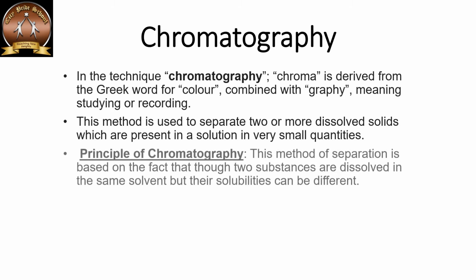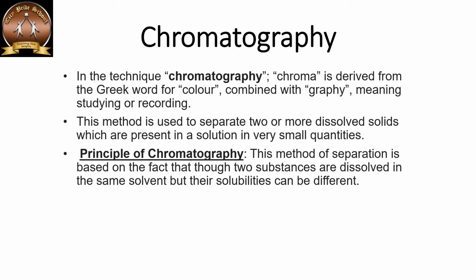So if we have a solution of 2 to 3 components, then it would have solids, and these solids would have differences in their solubilities in that given solvent. We are going to use this point as the principle, the outlining point which tells us how we can use chromatography. It is the method of separation based on the fact that the two substances are dissolved in that same solvent, no doubt, but they have different solubilities.